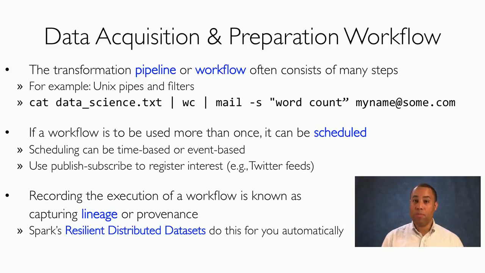Now, we create pipelines or workflows that consist of many stages. So here's a transformation pipeline that takes us from a data science file that contains a bunch of information to a mail message that contains a count of the characters, words, and lines in that file. And we do this using a set of Unix pipes and filters.